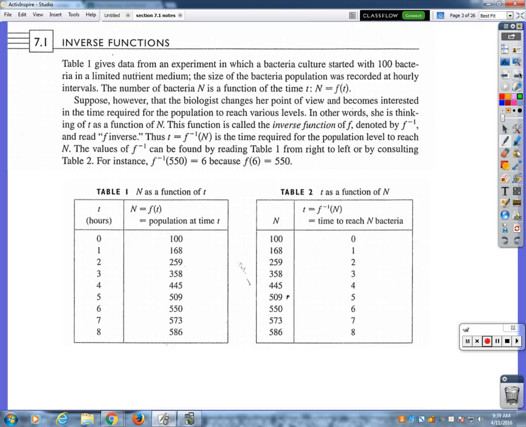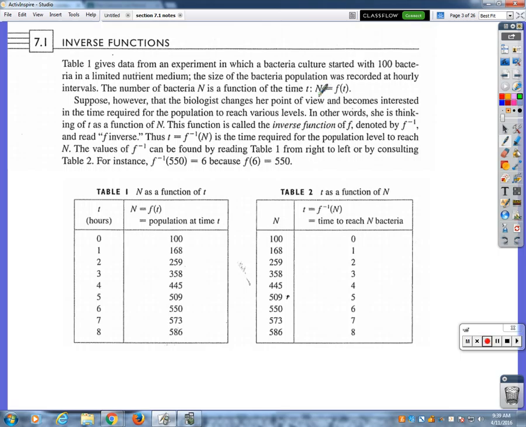I could also just go now and redo the experiment and count the number of bacteria that are in a petri dish, and based on that I could figure out how long the bacteria have been in the dish, right? So you just take the thing and you flip it around.